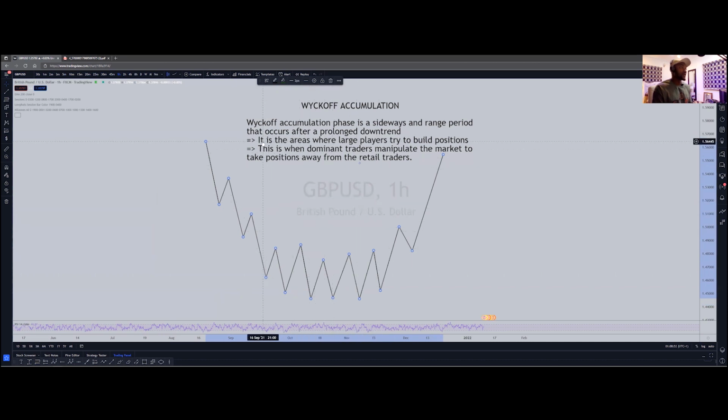Also take note that it is the area where large players try to build positions. During Wyckoff accumulation, there is a lot of manipulation that goes on. The big players try to create a mirage for the retailers to come in and create a ping pong scenario where liquidity is stored in large numbers, and then the big players take out the retail traders before they sell off all their positions and move impulsively in the upward direction.